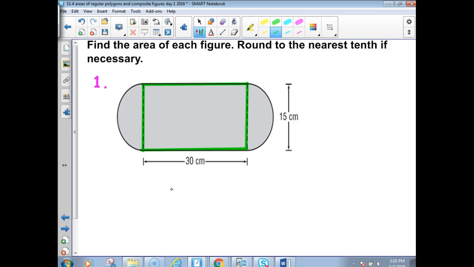So let's do this rectangle first. We're going to do a rectangle plus a what? Why is it a whole circle? Because it's a half on one end and a half on the other. And if you smush them together and go whoosh, you make a circle.